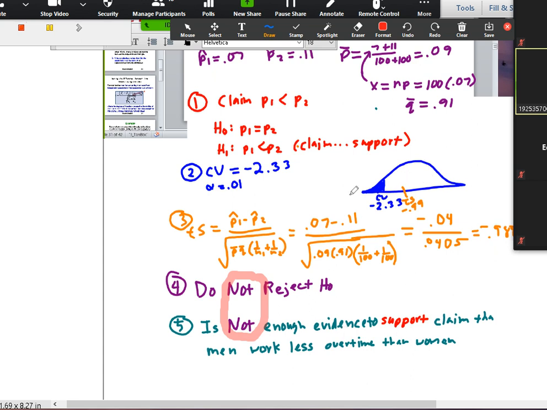To support. So support, again, comes from this word up here in my step 1. That's the same word that's going to be right down here in step 5. To support the claim that men work less overtime than women. Or something along those lines.